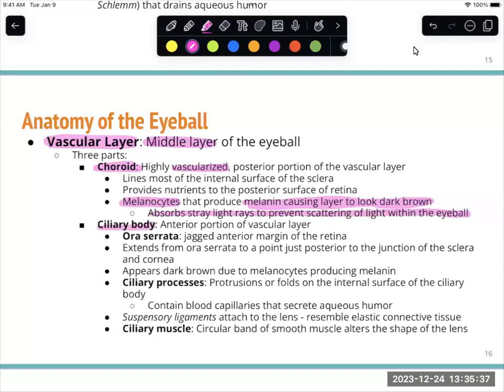Then we have the ciliary body. This is the anterior portion of that layer. In there, we have the ora serrata, ciliary processes, and this ciliary muscle. The ciliary muscle holds on to these ciliary processes, which are attached to suspensory ligaments that are going to help attach to the lens, and then the ciliary muscle helps to change the shape of the lens.